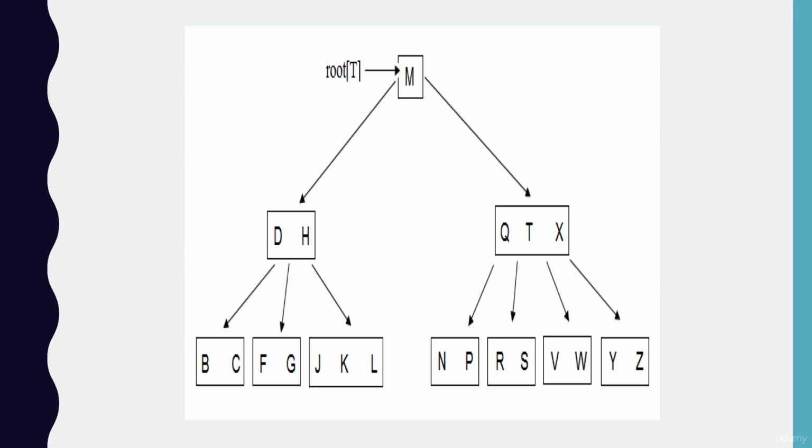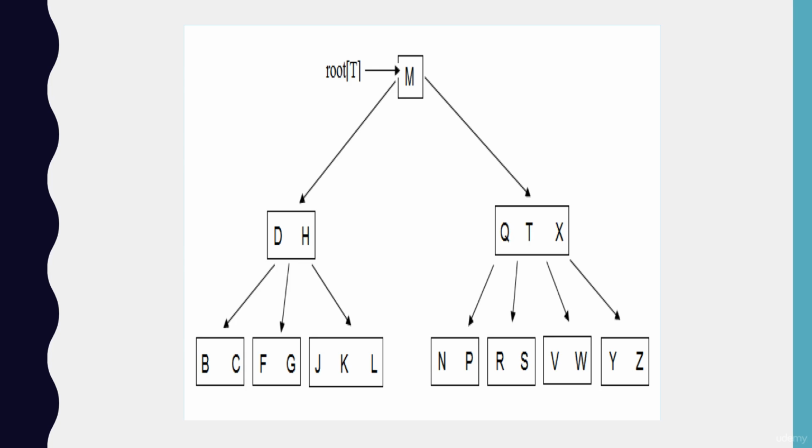Here M is the root, and D and H are children. D, H, Q, T, X are the children of M. B, C, F, G, J, K, L are children of D, H. N, P, R, S, V, W, Y, Z are children of Q, T, X.